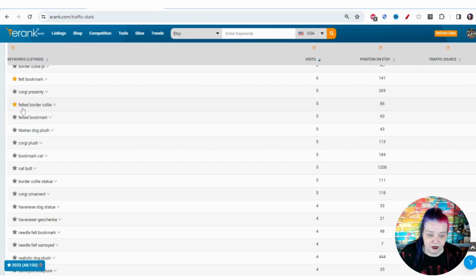So what looks good? There's a lot. I saw felt border collie, felted border collie plush. So although the word border collie by itself isn't great, potentially it hasn't been great for me, potentially I could be getting, here we go, border collie statue. So people are looking for border collies, but they're looking for more long tail keywords. That is interesting. Felted book. So these are all absolutely interesting things. Like I've been saying, corgi butt bookmarks, but people search for cat butts as well. Interesting. Corgi ornament.